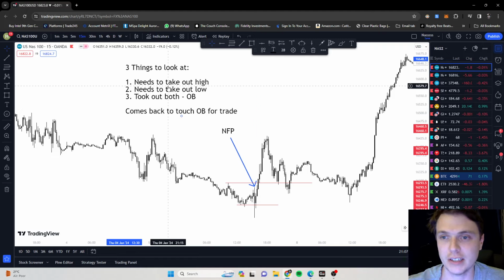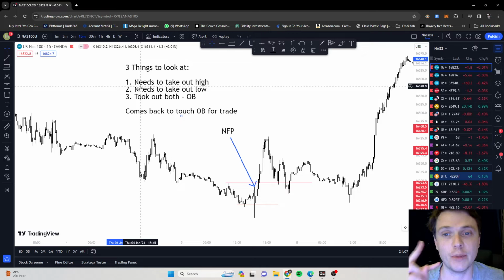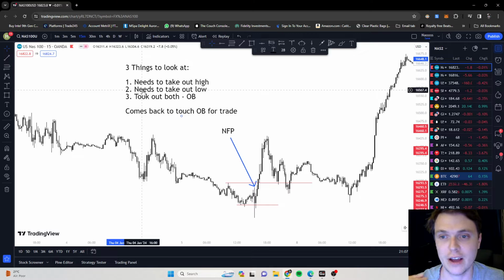As you can see here, there are three things to look at. We'll do a few examples to make this clearer. It needs to take out a high, it needs to take out a low, or it took out both, and then you look at an order block. Let's go through that again, just to make it clear. It needs to take out a high, it needs to take out a low, or it took out both. So this is not the same thing. These are three different things to look at.